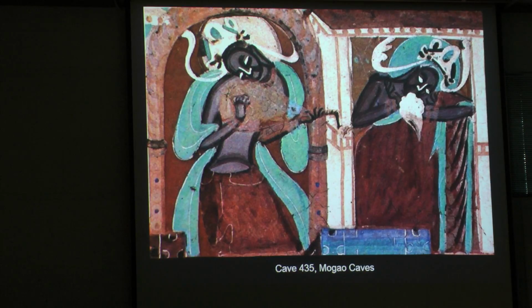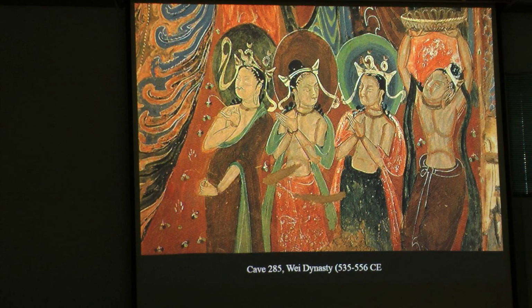The Bodhisattva musicians playing lute and blowing into the conch shell in cave 435 enhance the rhythmic movement of the body. The three noble worshippers, the Bodhisattvas of cave 285, wear crowns with ribbons floating in the air.